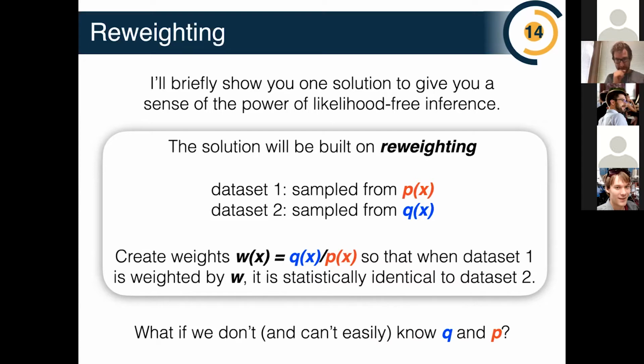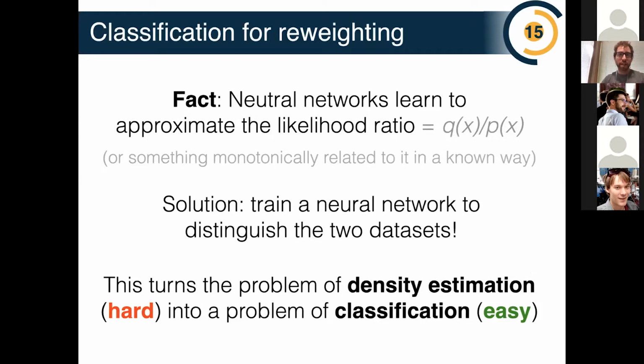So that's great, but I just told you that I can't construct the P and Q because the likelihood is intractable. How can I possibly get W? And the answer is that there's a fact, which is that neural networks learn to approximate the likelihood ratio or something related to it in a known way. And so basically you can use neural networks as likelihood ratio approximators.